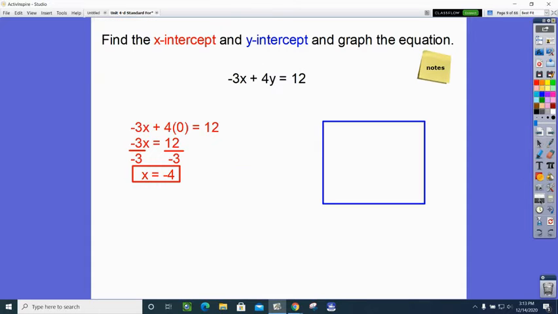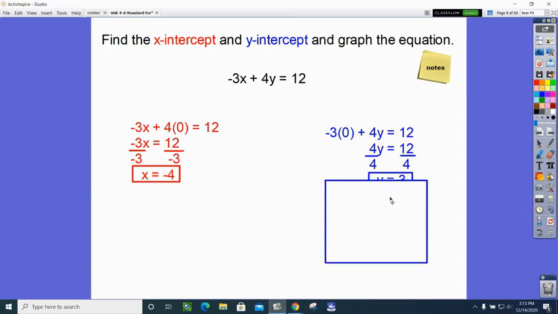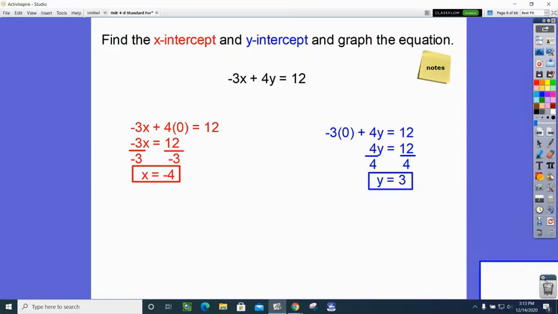So let me show you that math. So this term is going to fall out when we put a 0 in, and we just divide by 4, and our y-intercept is 3. We're going to go on the graph. We're going to put a point on the x-axis at -4, and we're going to put a point on the y-axis at 3. Connect them. We've got our line.